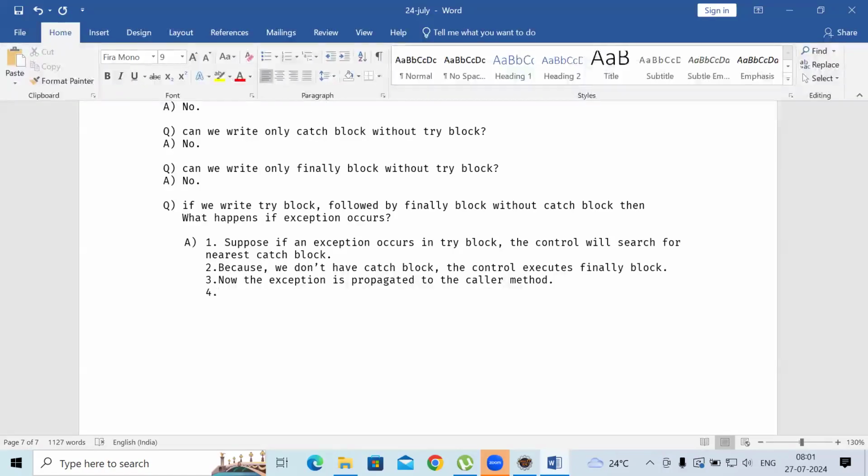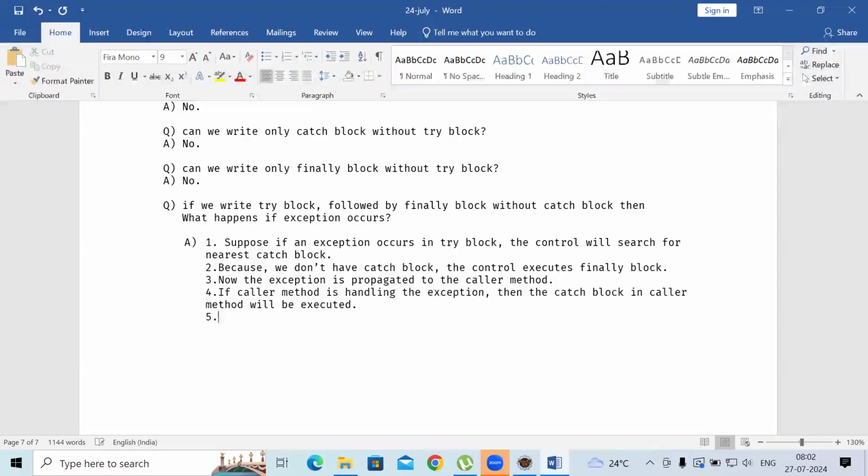Fourth point: if the caller method is handling the exception, then the catch block in the caller method will be executed.